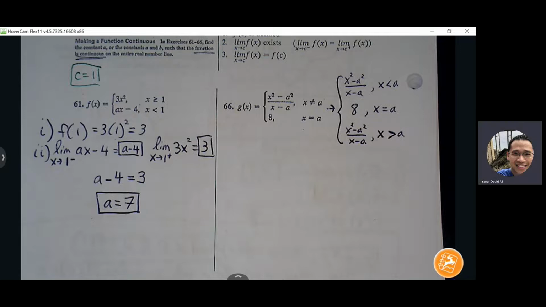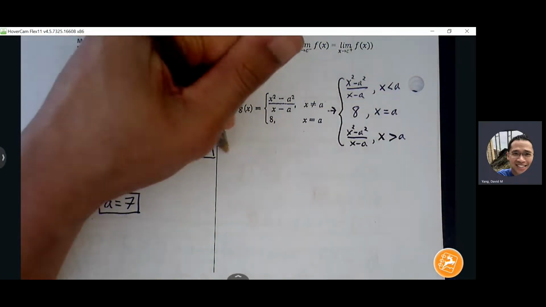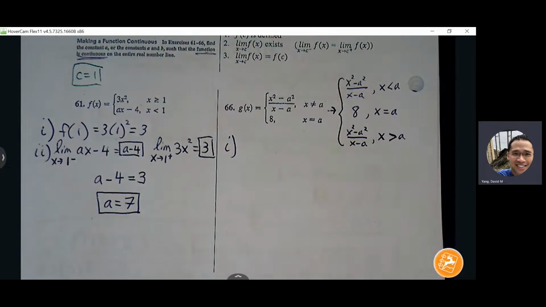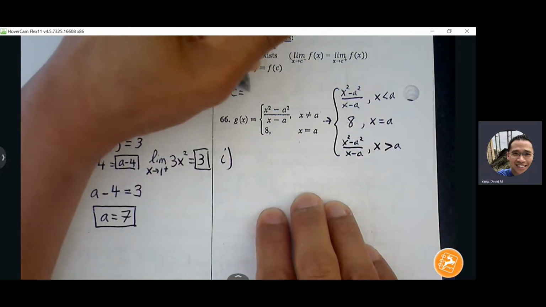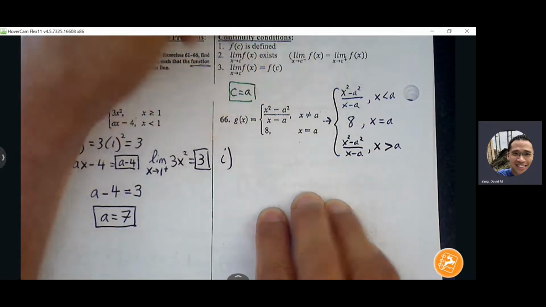Okay, so "doesn't equal" to a means the same thing as the function exists to the left of a, and the same function exists to the right of a. Okay, so first things first, what is our c value? A. Okay, so it's an unknown value, but we're just going to go through the process.